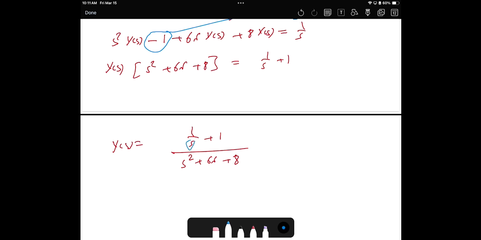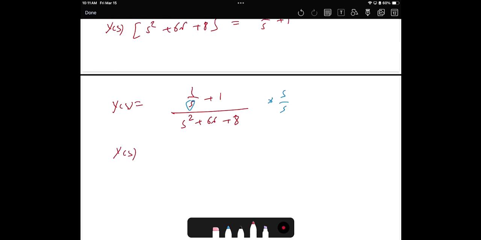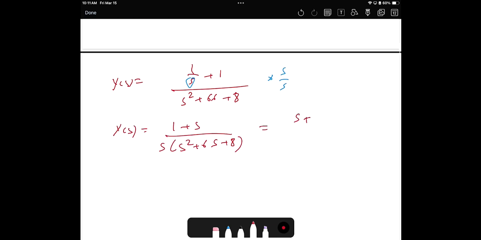Since we have s in the denominator, let's multiply by s over s. This yields y of s to be 1 plus s divided by s squared plus 6s plus 8. Let's do it in a more simplified way. It will be s plus 1 divided by s cubed plus 6s squared plus 8s. How can I solve this? Let's do the partial fraction expansion. Before we do the partial fraction expansion, is this expression proper?